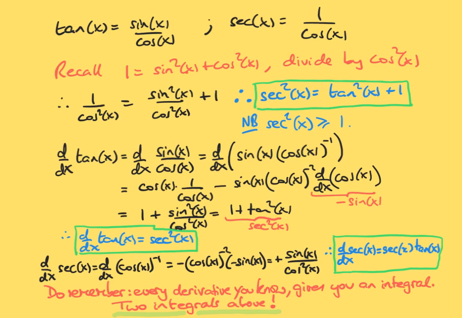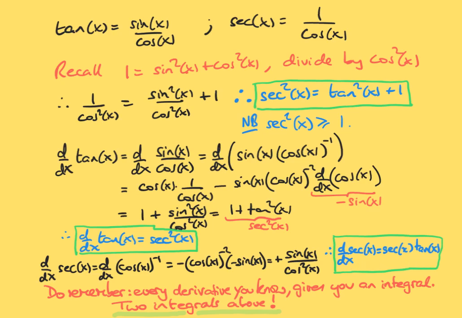The derivative of tan is sec squared. Sec squared is tan squared plus 1. 3 really useful formulae. Now, just to finish the video, remember, every derivative that you know gives you a free integral. So what this tells you is if you integrate sec squared, you get tan, because the derivative of tan is sec squared.